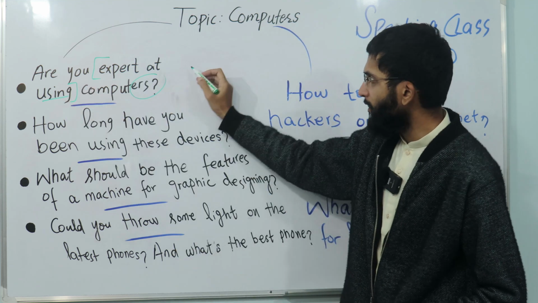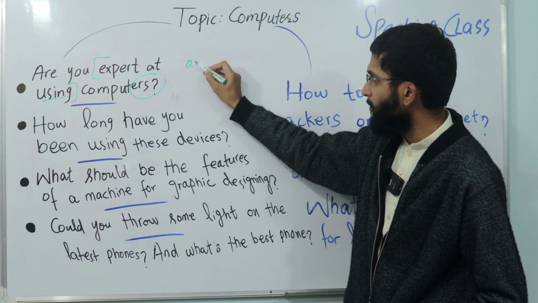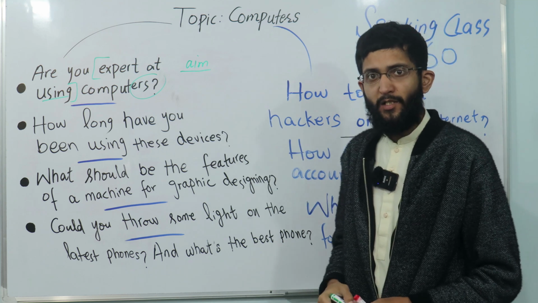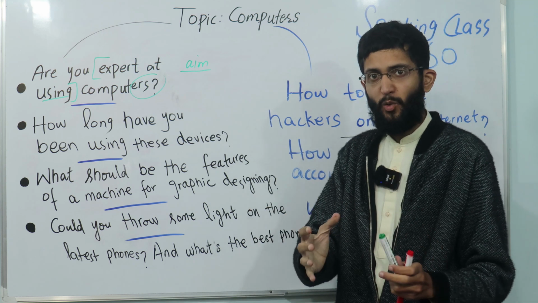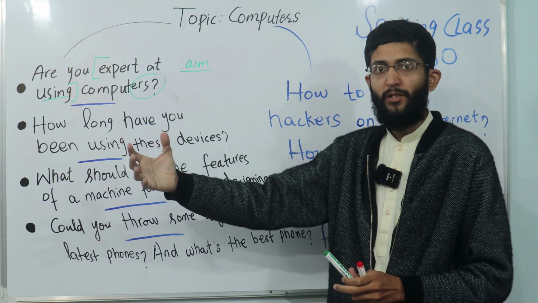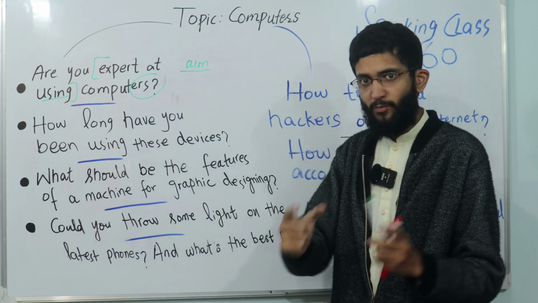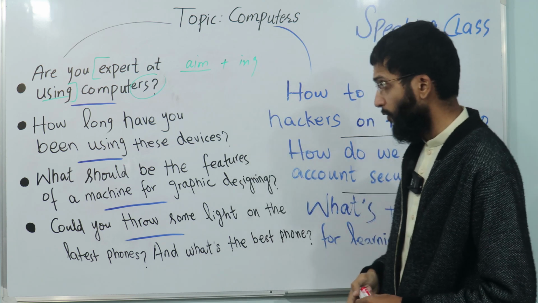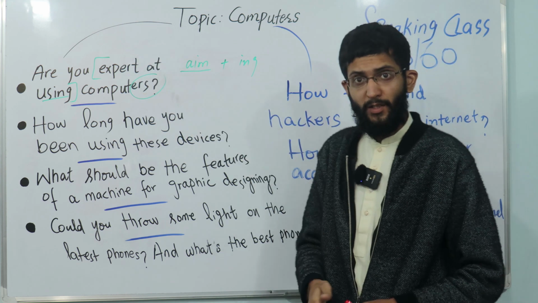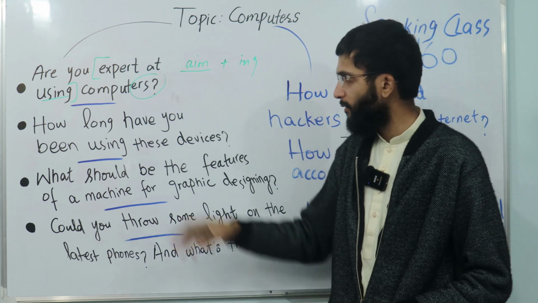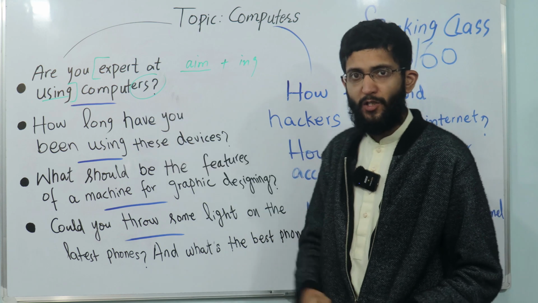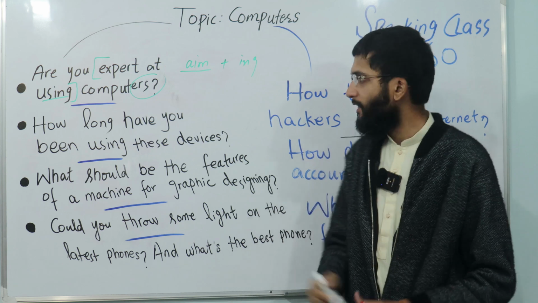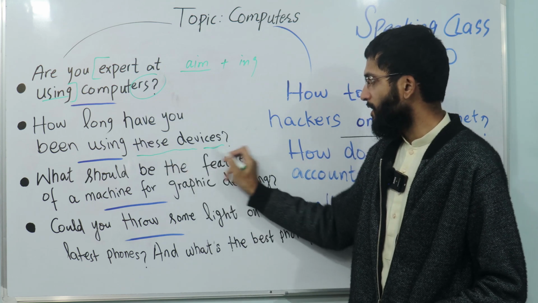So the similar structure is aims at. Most of the time people use this structure, aims at: he aims at, or this workshop aims at promoting leadership skills. So aims at promoting, plus gerund, verb with ing form. For example, the person says that, yeah, of course, I'm expert at using computers. Then you can ask the next question, how long have you been using these devices, these gadgets, these machines?